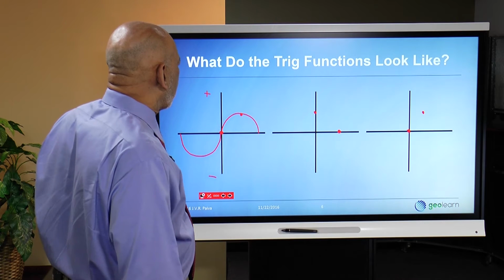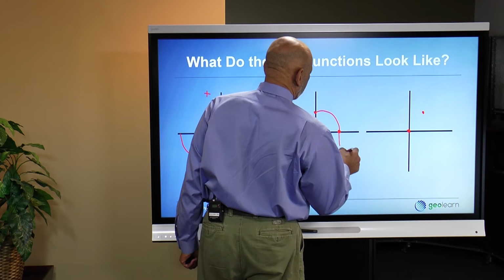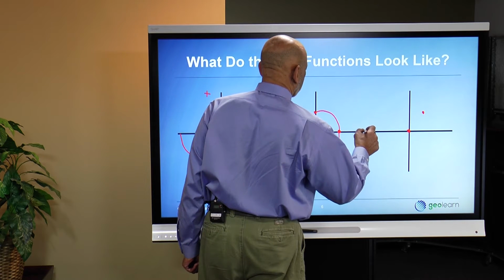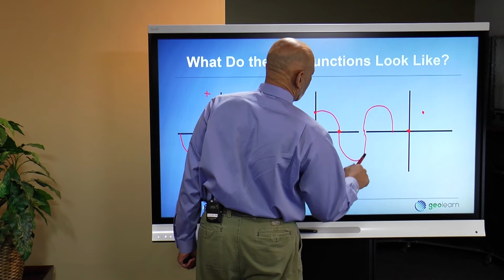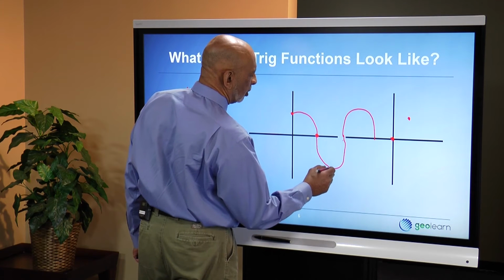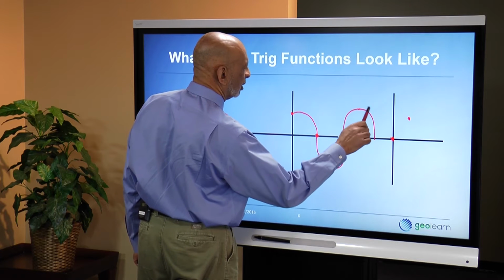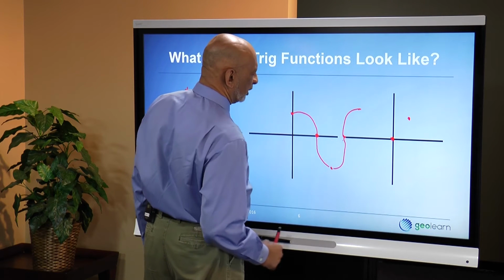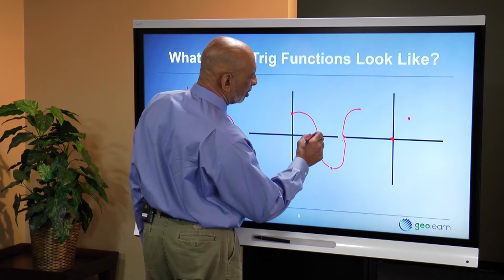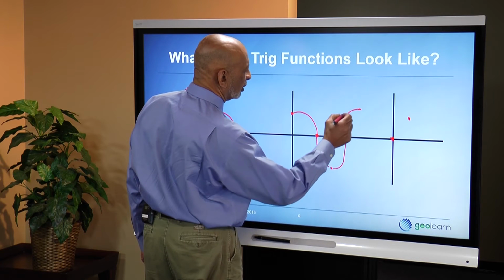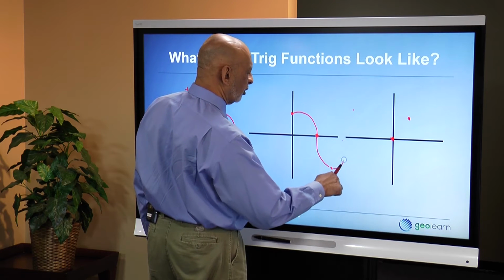Now, the cosine, on the other hand, looks like this. And then if we plotted it on down, it would look like this. So this is 0 to 90, 90 to 180, 180 to 270, and then 270 to 360. So the cosine is negative between 90 degrees and 270. It's positive again between 270 and 360. And again, I'm going to take this off.